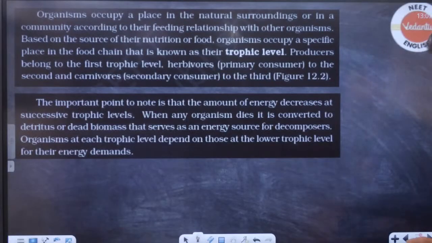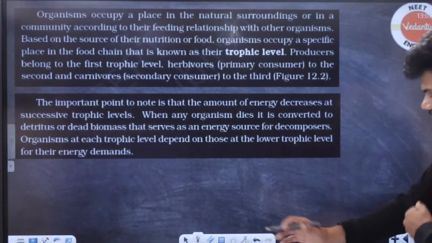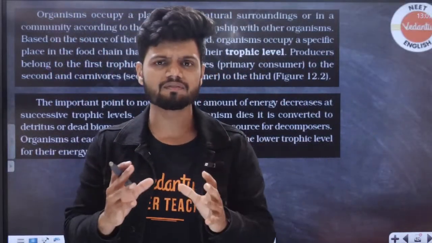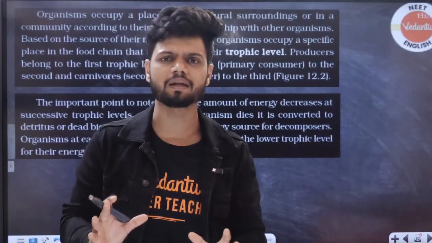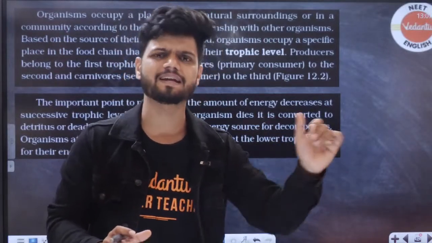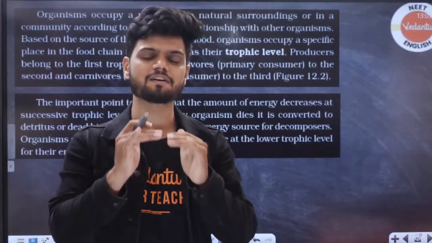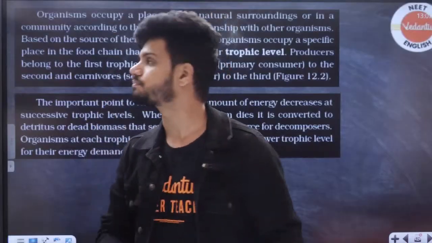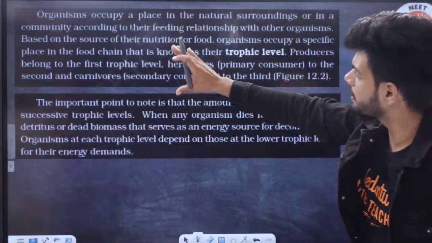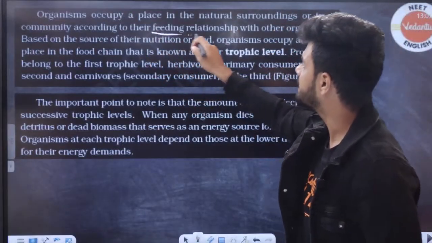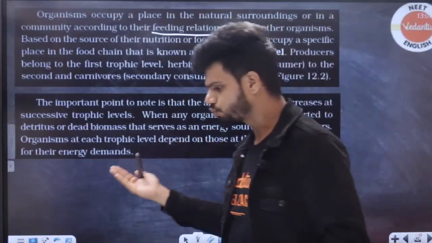Done. Now students, in any food chain, everyone has a location. Everyone has a place. For example, if you're eating only plants, you are a primary consumer. If you're eating chicken, you are a secondary consumer. So everyone has a fixed place in a food chain, and the fixed place is called a trophic level. Organisms occupy a place in a community according to their feeding relationship. You might have heard this in your school also, no?